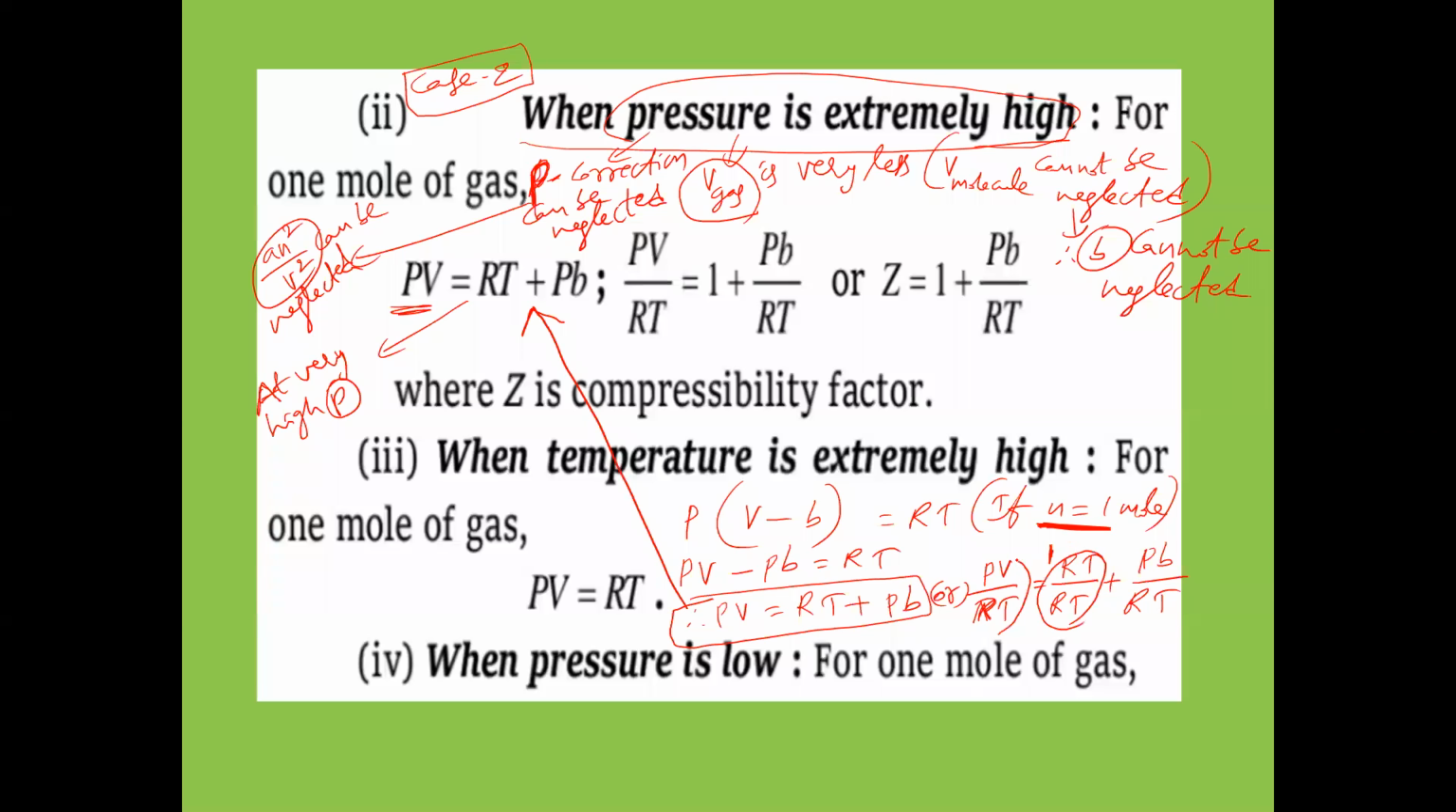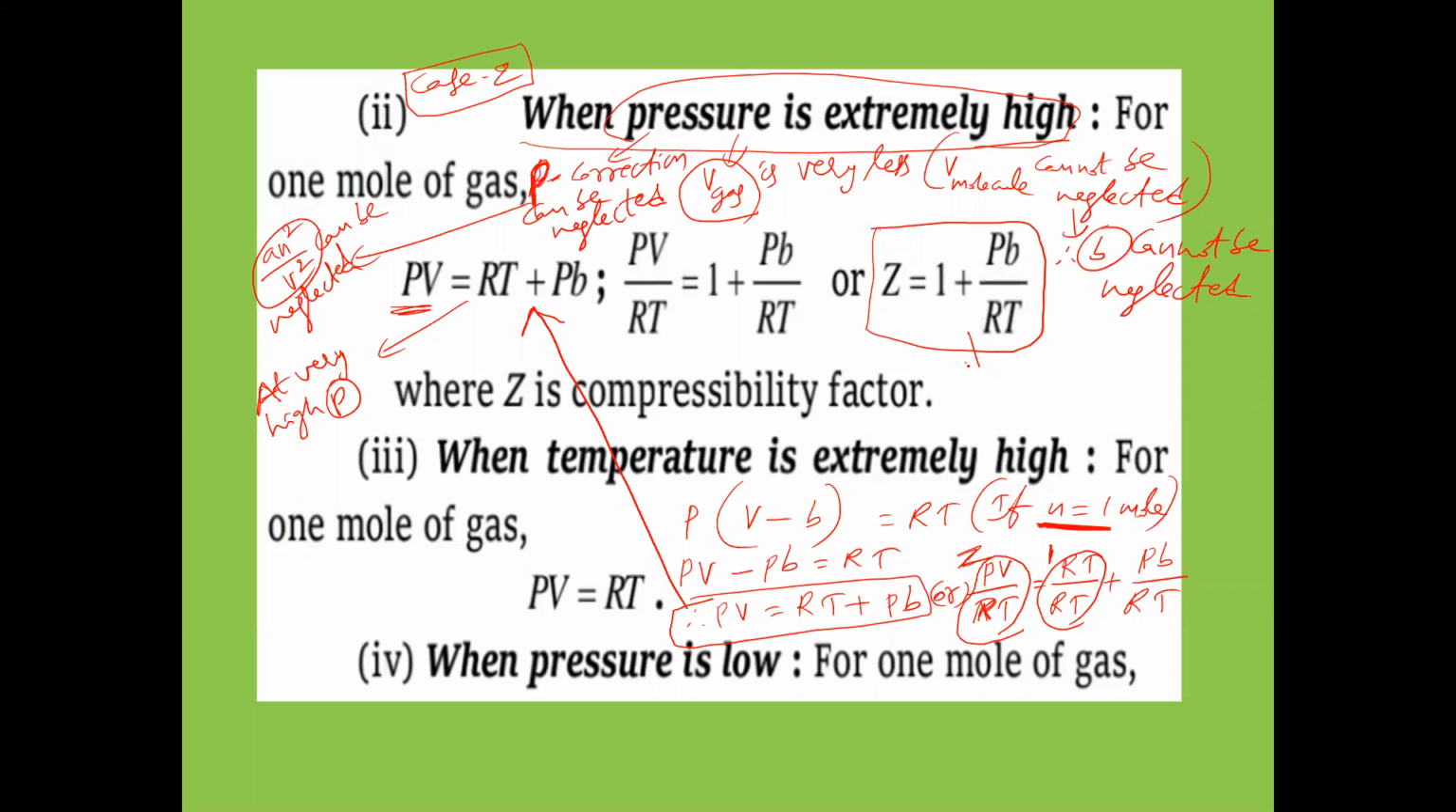And PV by RT, what is the formula? Compressibility factor, I told na, Z. It is compressibility factor Z. So Z is equal to 1 plus Pb by RT. Is the concept clear, ma?